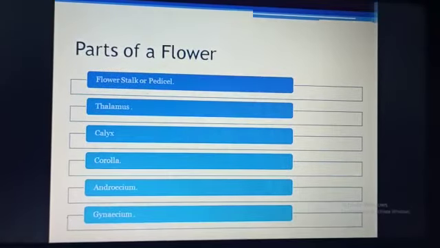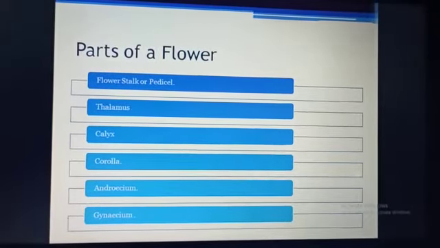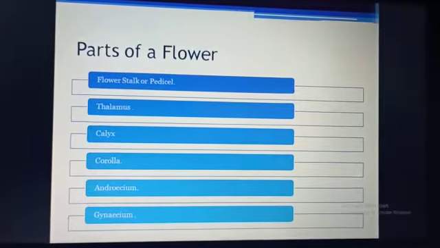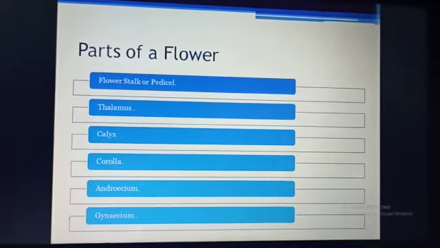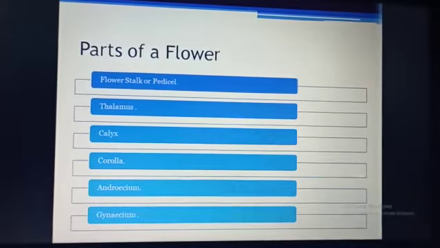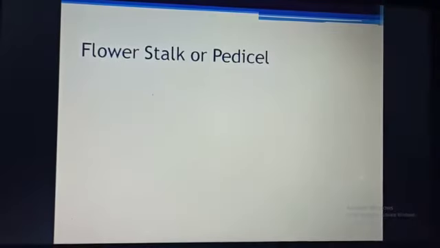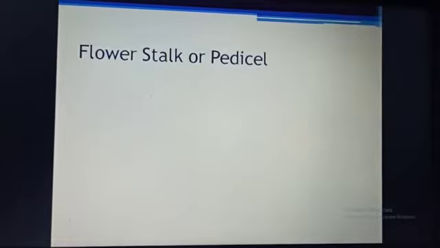Number first is flower stalk or pedicel. Number second is thalamus. And number third is calyx. And number fourth is corolla. Number fifth is androecium. Number six is gynoecium. First of all, we will see flower stalk or pedicel.